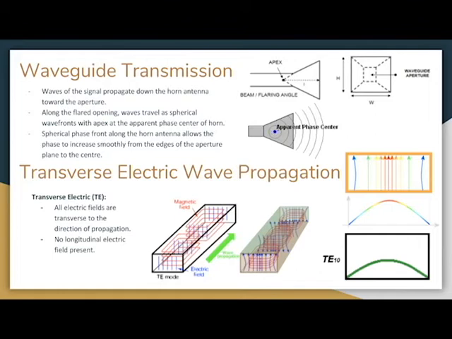Within a waveguide, several modes of propagation can occur, the most widely used being the transverse electric TE10 mode for rectangular waveguides. TE signifies that all electric fields are transverse to the direction of propagation and that no longitudinal electric field is present.